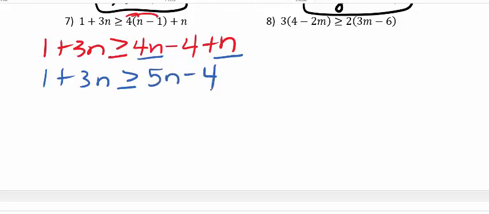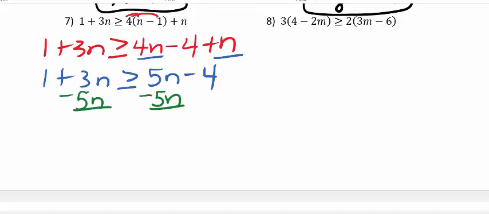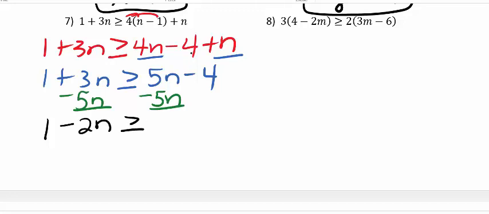And now we're going to go ahead and get the n's together on the same side. Well, I always want with inequalities the variable to be on the left-hand side. So I'm going to have to move this 5n over to the left. So minus 5n here and minus 5n here. And I get 1, and then 3n minus 5n is a minus 2n. The 5n minus 5n here on the right-hand side goes away, and I bring down the negative 4.